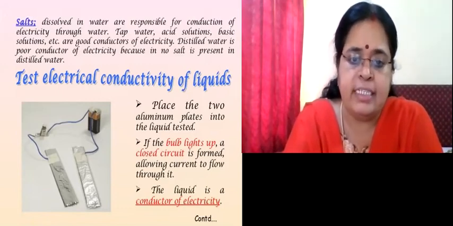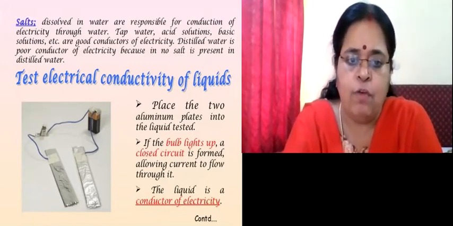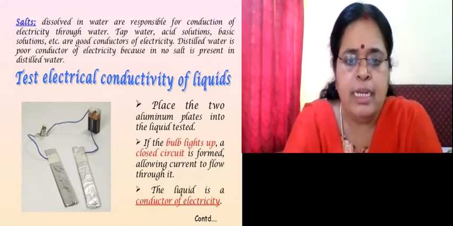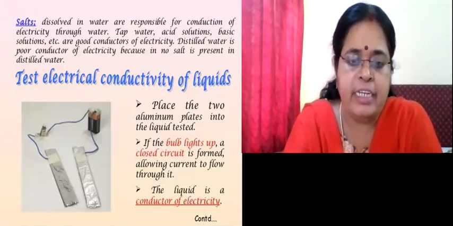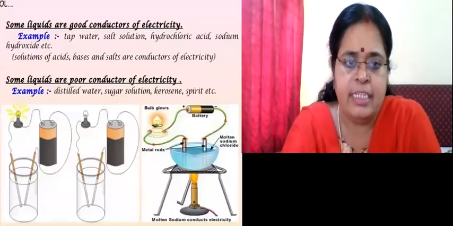Now, how do we test the electrical conductivity of a liquid? Place the 2 aluminium plates into the liquid being tested. If the bulb lights up, a closed circuit is formed, allowing the current to flow through it. So the liquid is a conductor of electricity.